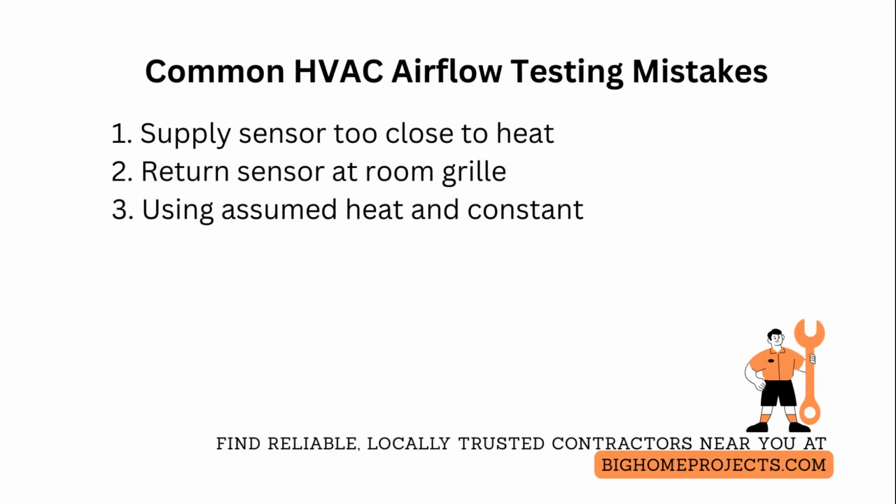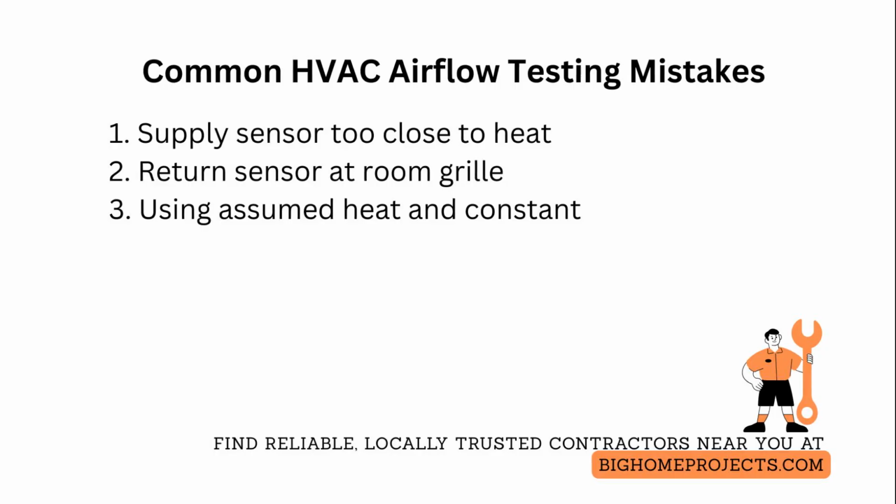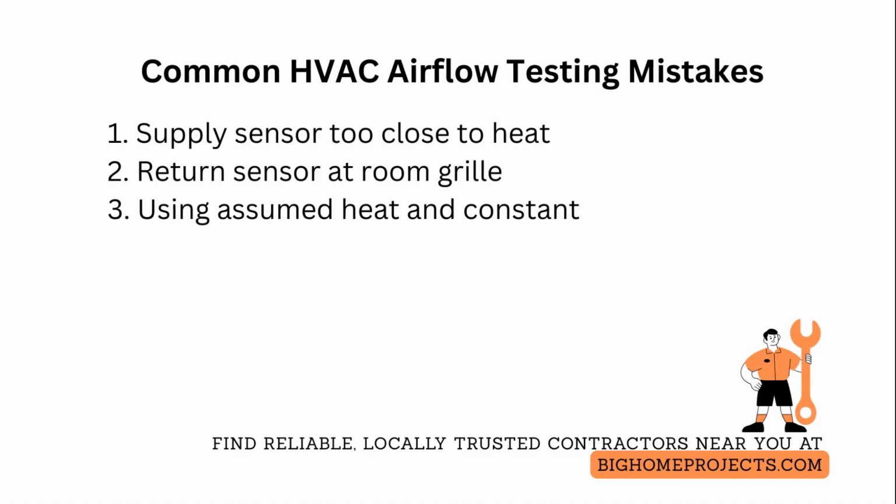One of the most common HVAC airflow testing mistakes is placing the supply temperature sensor too close to the electric strip heater or heat exchanger, which causes radiant overheating and inflates temperature rise. Fix it by moving the probe 12 to 18 inches downstream, out of line of sight, or using a 90-degree elbow as a radiant shield to get a true mixed air temperature.